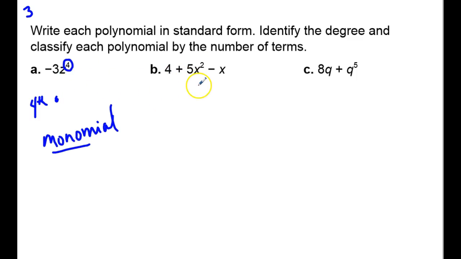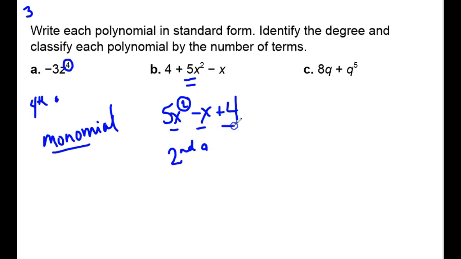So now let's look at B. I have to first put it into standard form. So I find my highest exponent first, which is this 5x squared. Then my next highest exponent is that -x. And then my constant term is a 4. So now I can find the degree, which is the highest exponent. So it's a 2nd degree. And there are 3 terms, so this is a trinomial.